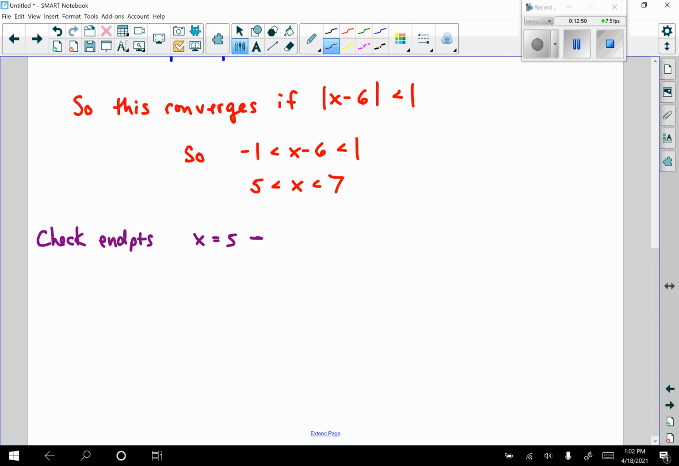So when x equals 5, the summation as n goes from 1 to infinity. So we had x minus 6. This becomes (5 minus 6) to the nth power over n squared. It becomes a summation from 1 to infinity of (-1)^n over n squared. And then this would be convergent by the alternating series test. The terms go to 0 as n keeps increasing, and the series is decreasing.